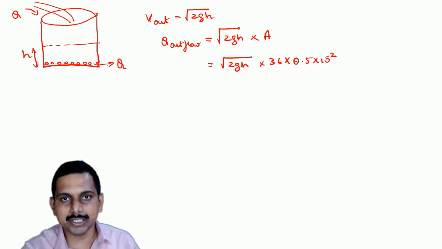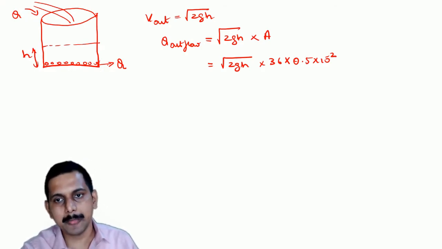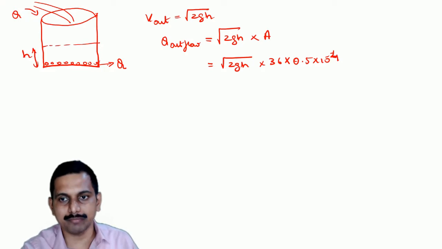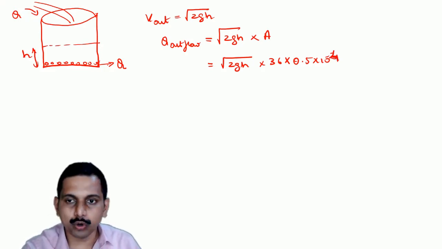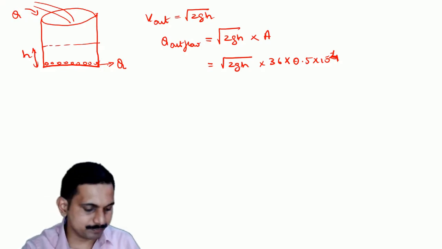So many meters square, correct? Because centimeter square, 0.5 into 10 power minus... centimeter square 10 power minus 4, I'm very sorry, okay? So 0.5 into 10 power minus 4 is the area of that.